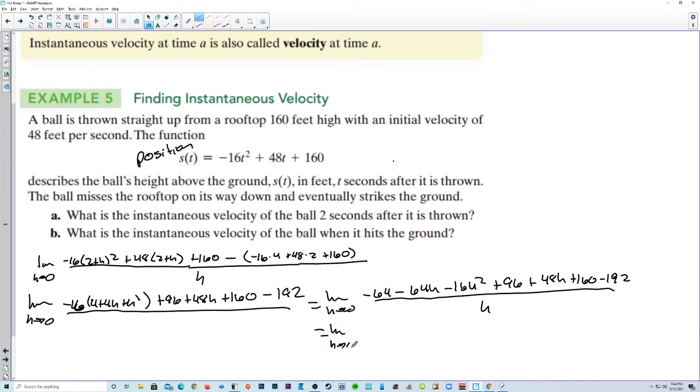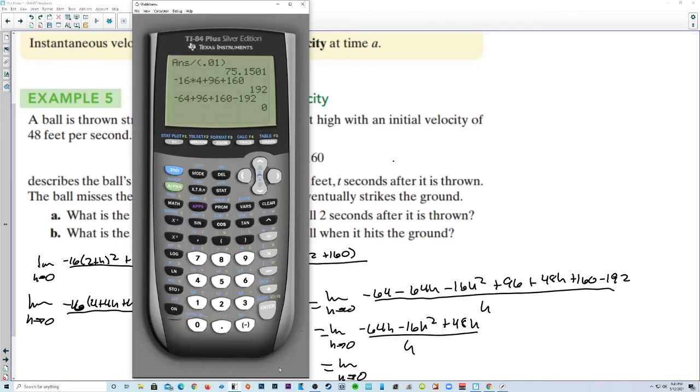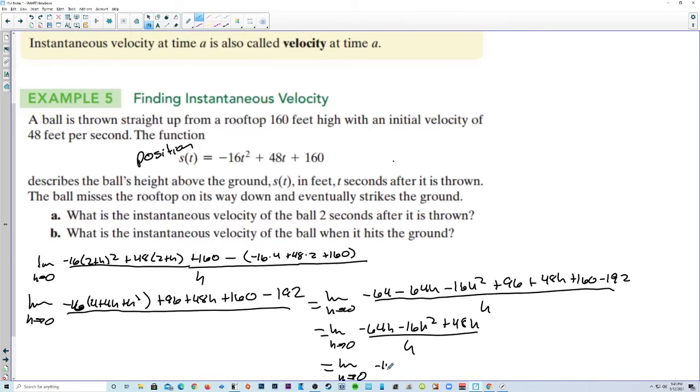We got the limit as h approaches 0 of negative 64h minus 16h squared plus 48h. Oh yeah, we got this over here. We got 2 h's. And that's over h. So limit as h approaches 0 of negative 64 plus 48 is negative 16. Negative 16h minus 16h squared over h. And we can factor out an h on top. We get negative 16 minus 16h. And when we plug in 0, we get negative 16, and that's feet per second.